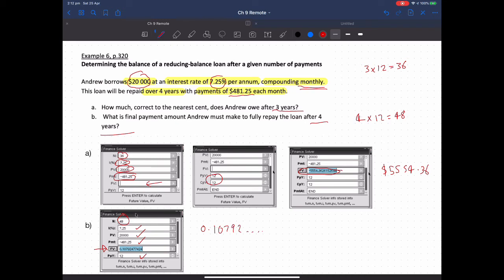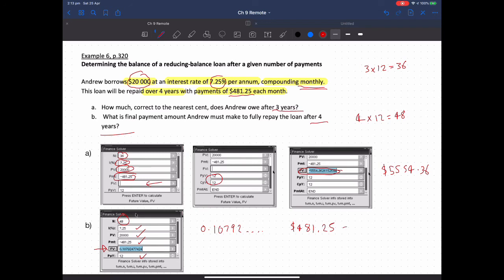0.10792, etc. What it means is the bank is paid something and it becomes a negative number, but that is a positive. That is the amount that Andrew has been overcharged. It hasn't gone to zero, it's gone to 11 cents more than zero. So his final repayment should not be, notice that, should not be $481.25, because what it would mean is he would be paying 11 cents too much.